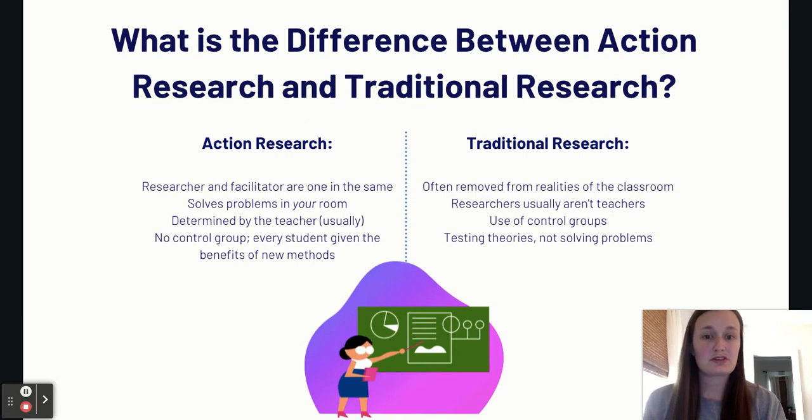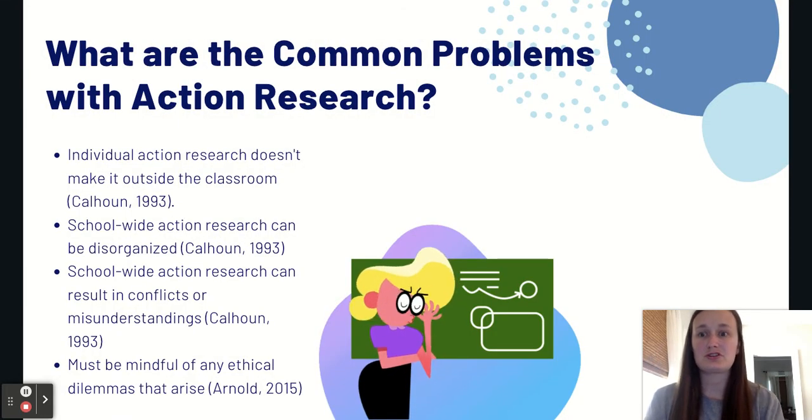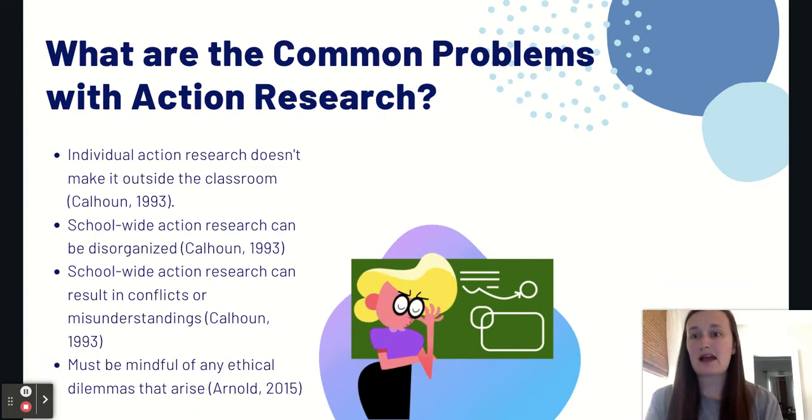In traditional research, it's often removed from the realities of a classroom. We're usually testing out a theory instead of seeing an issue that we're seeing every day and trying to solve that issue. It's more theory-based. Researchers usually aren't teachers. They may have been in the past, but currently they're educational researchers. They're not teachers. And we use control groups in traditional research, and we're testing theories and not solving problems in traditional research.